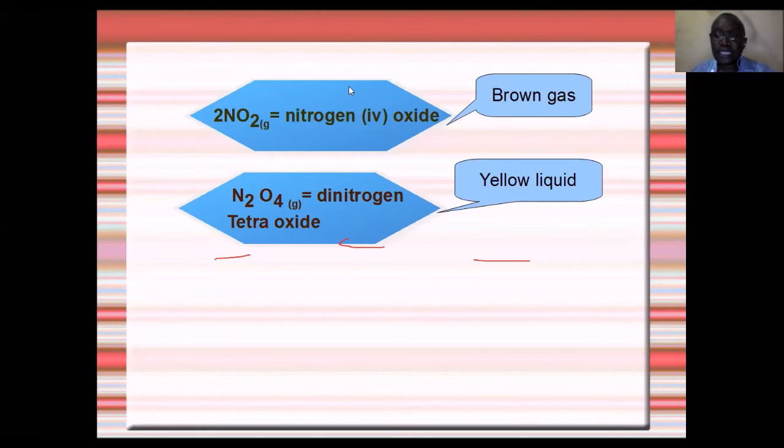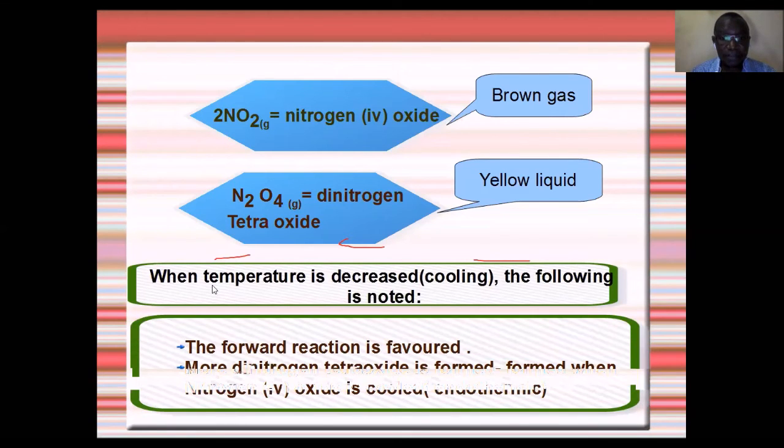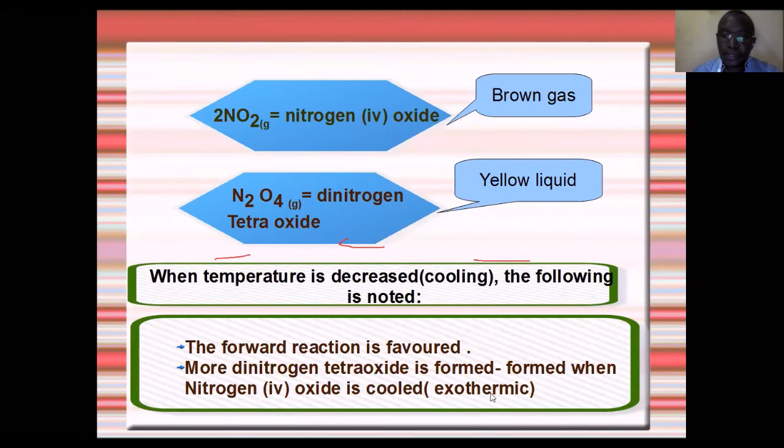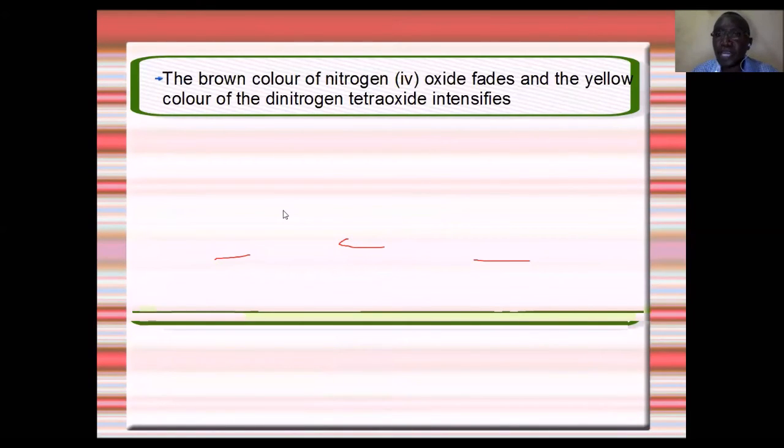So when temperature is decreased, that is cooling, this is what will happen. The forward reaction will be favored, so we will have more dinitrogen tetraoxide forming. The position of the equilibrium will shift to the right. All right, so an exothermic process because of the cooling that is required here. The brown color of nitrogen dioxide will fade, and the yellow color of the dinitrogen tetraoxide will intensify.